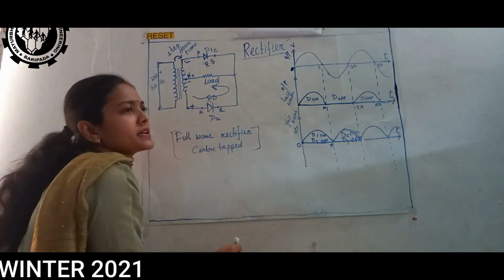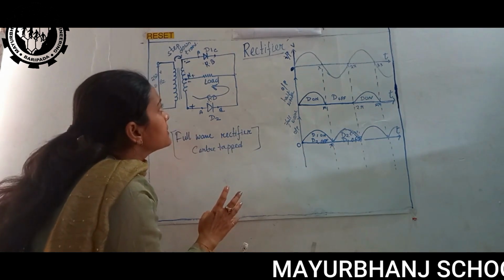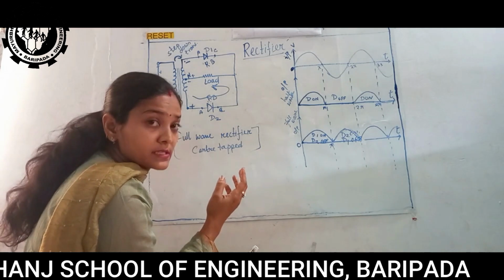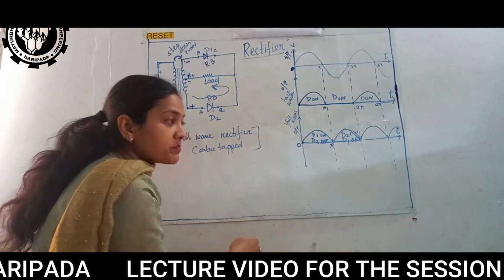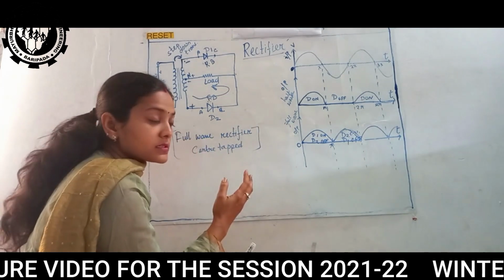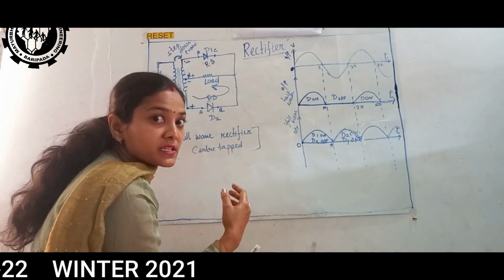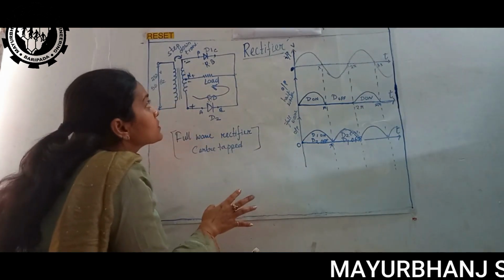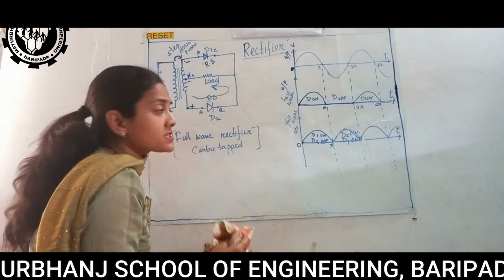In this, there are some disadvantages. The RMS value, that is root mean square value, increases. Then peak inverse voltage also comes into play. It is creating a problem in this circuit. For all these problems, we are going for a bridge rectifier circuit.